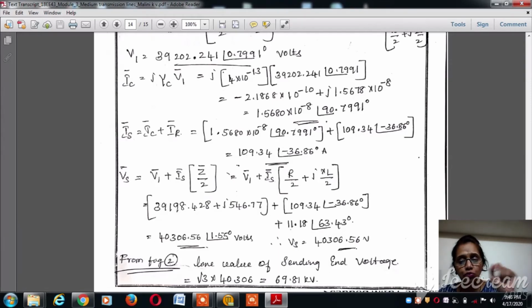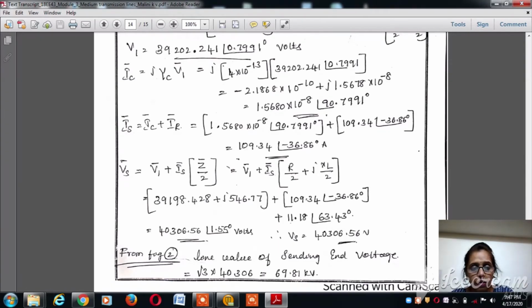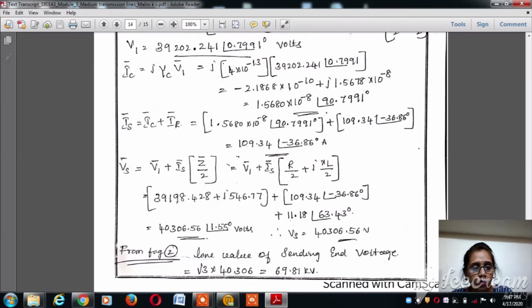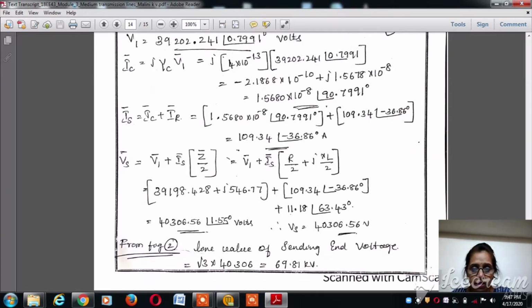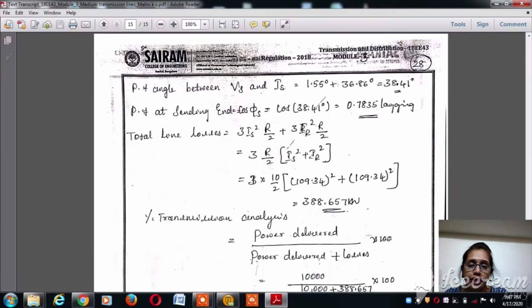IC is nothing but equal to j into YC. So Vs is equal to V1 plus Is into Z divided by 2, found out to be 40306.56 at an angle of 56 degrees volts. So after calculating the phase value of the sending end voltage, we can calculate the line value of the sending end voltage, which is nothing but root 3 into 40306, that is 40.30 kilovolts. So we can calculate it as 69.81 kilovolts.